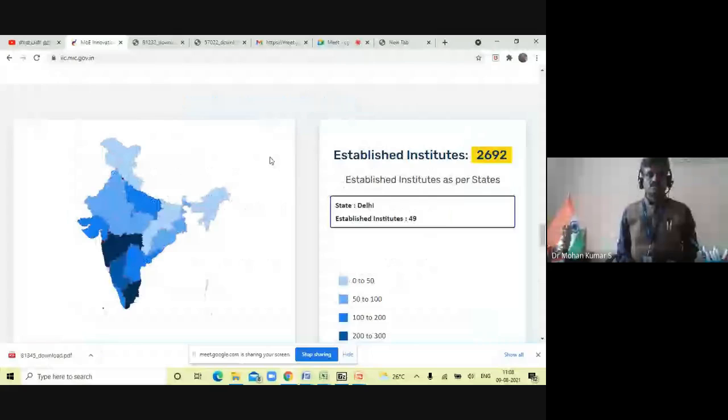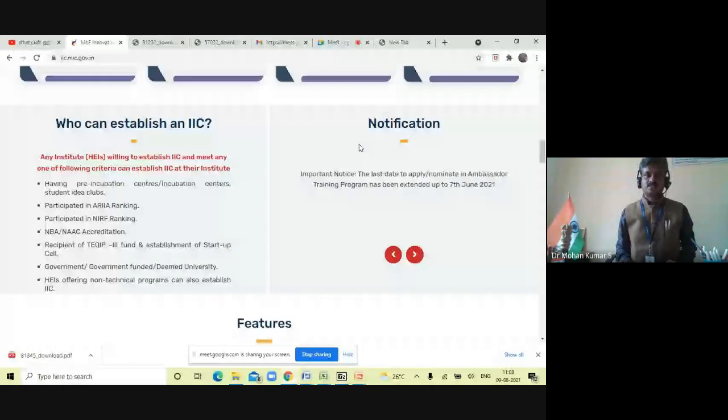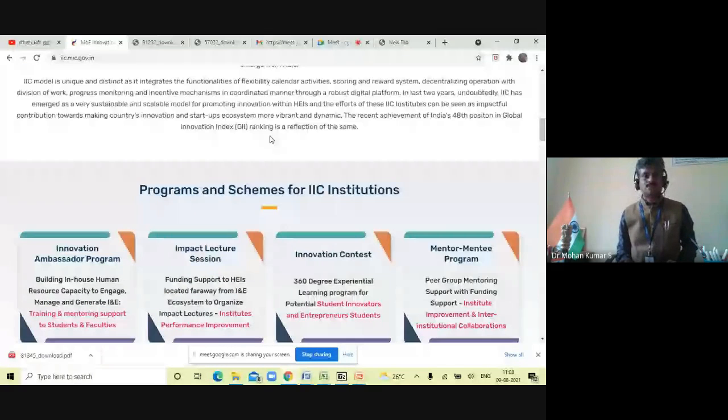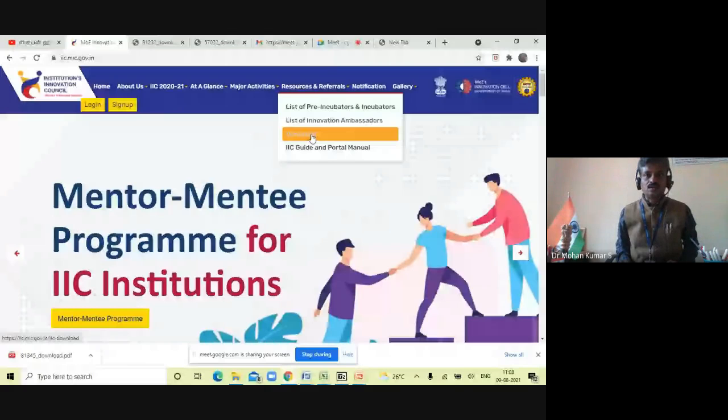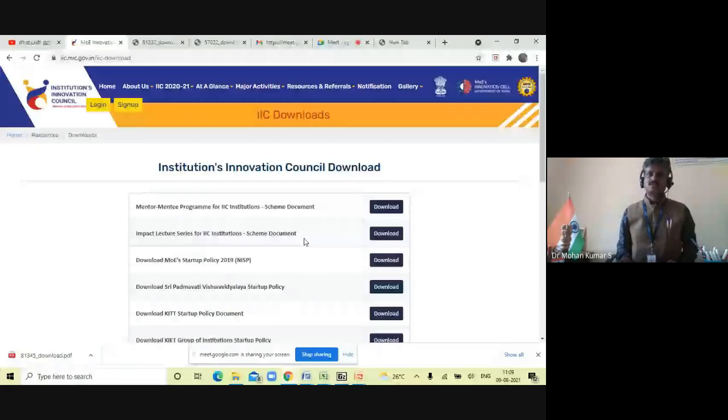See, these are the statistics which I briefed you on, and these are all the features of an institution's innovation cell, why we need to establish one or who can establish it, and all those programs and schemes for IIC, especially for institutions. And this is about IIC. You can download all these guidelines and understand what is what. Even if you search in Google, all these policies will come, mentor, mentee, and all these schemes are available through this innovation cell website. So I hope I have briefed you on what the innovation cell is, and what exactly the MHRD's innovation cell's role and responsibility is, and how they are facilitating institutions' innovation cells.